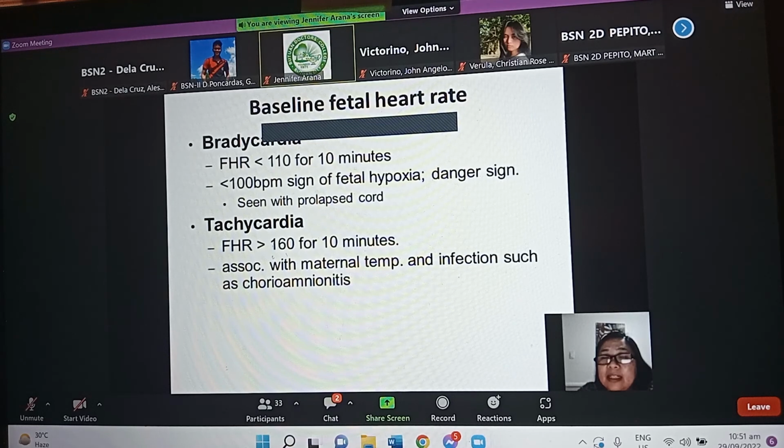Tachycardia, on the other hand, is a fetal heart rate which is more than 160 beats per minute for 10 minutes. What causes tachycardia? We have maternal temperature and infection such as chorioamnionitis.